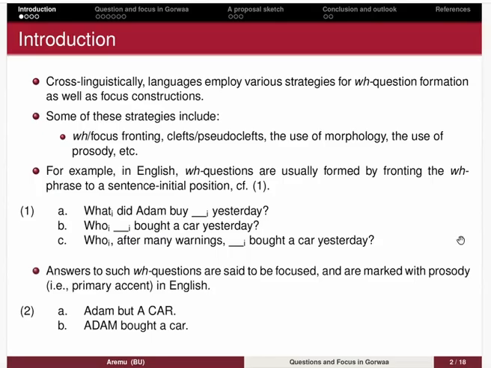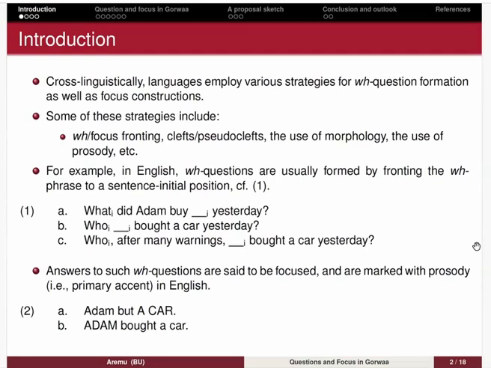Not just WH phrases, but also focus answers. Usually we know that if you want to elicit focus, one of the common ways of doing that is with question-answer congruence, right? When you ask a question and the person answers, the answer to that question is seen as a focus. And in English, with focus, you use prosody.